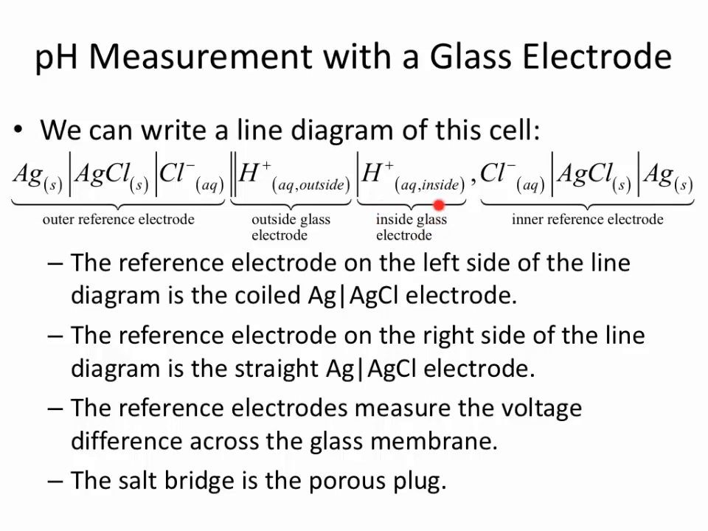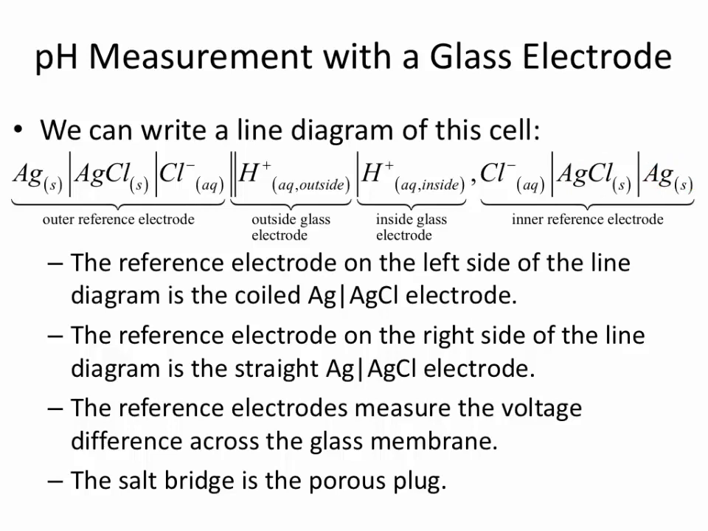And then the inside of our glass electrode is then the hydrogen ion concentration inside that electrode, inside our glass bulb at the bottom. And also in there, we have then this bit. Now all of this is our inner reference electrode. And in that same aqueous solution that we have here for our hydrogen ions, we also then have our chloride ions, and then we have our solid silver chloride and our solid silver.